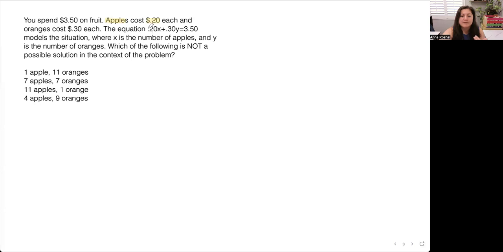Because apples are 20 cents. So I have 20X, right? And Y is the number of oranges. Again, that also makes sense because oranges are 30 cents. So I have 30 cents times the amount of oranges. Which of the following is not? So this is a super important thing, not a possible solution in the context of the problem.